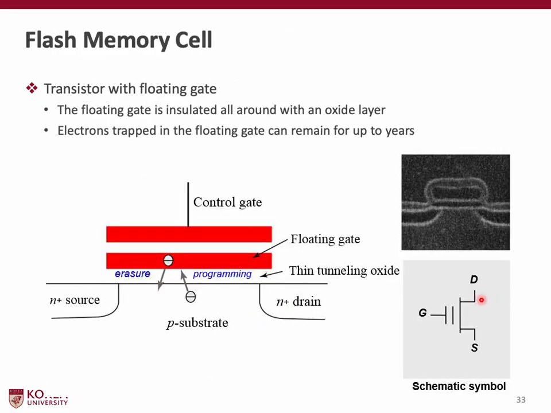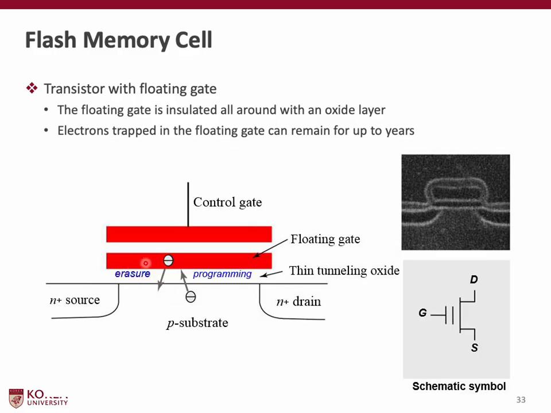Okay, then let's take a closer look at how flash memory works. Each flash memory cell is basically a transistor with a floating gate, like this figure. As you can see, this floating gate is completely surrounded by an oxide layer, which keeps the electrons trapped inside. When electrons are stored in the floating gate, it changes the state of the cell. This is how data is stored.